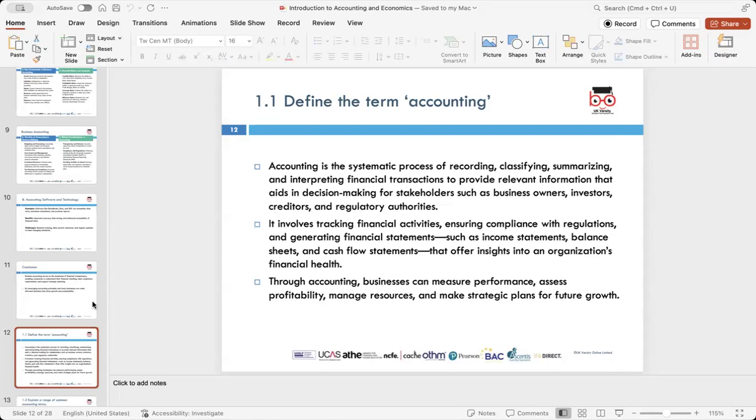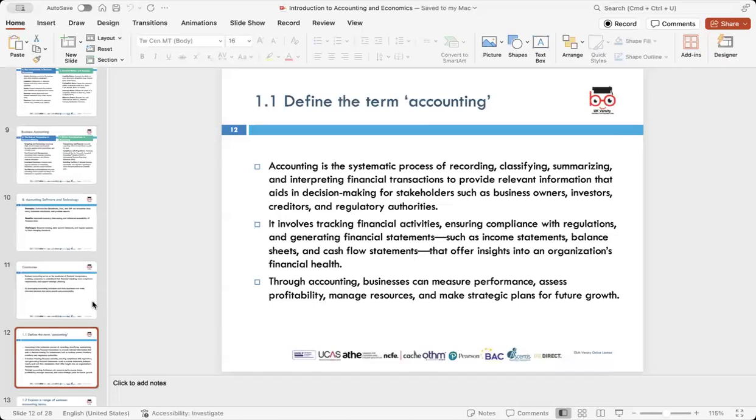So accounting is often referred to as the language of business because it systematically records, classifies, summarizes, and interprets financial transactions. But why is it important? Accounting provides important information that helps business owners, investors, creditors, and regulatory authorities make informed decisions, whether it's tracking financial performance, ensuring compliance with laws, or preparing financial statements such as income statements, balance sheets, and cash flow statements.